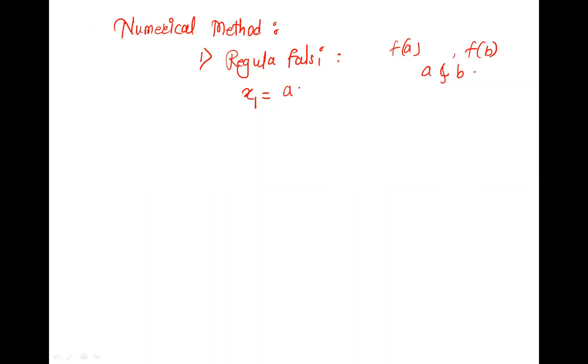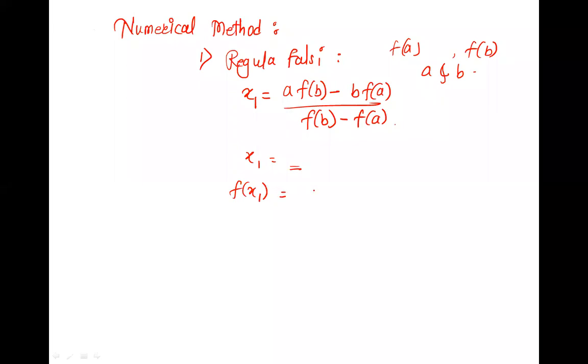A f of B minus B f of A upon f of B minus f of A. You check this, you find the value of x1, we get something near to your root, but not actually the root. Then we find f of x1, we check whether it is positive, negative, right?